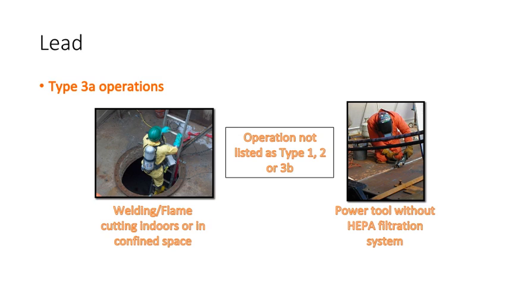Removal of lead-containing coatings or materials using power tools without an effective dust collection system equipped with a HEPA filter. Removal or repair of a ventilation system used for controlling lead exposure. Demolition or cleanup of a facility where lead-containing products were manufactured. An operation that may expose a worker to lead dust, fume or mist that is not a Type 1, Type 2, or Type 3B operation.